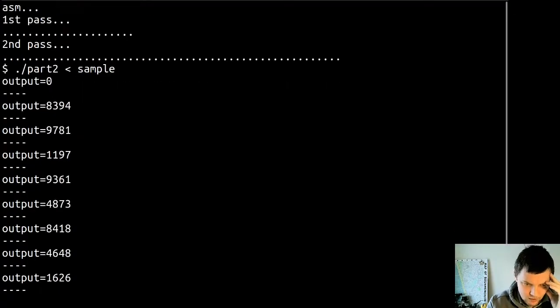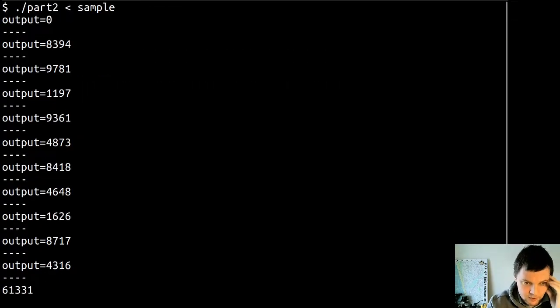Yeah, 9361. It said 4648 though. That's wrong. Well, at least we're getting a bit further. Let's see, 8394, 9781, 1197, 9361 is now solved. 4873, 8418. That should be 4548. So why would we say it's 4648?